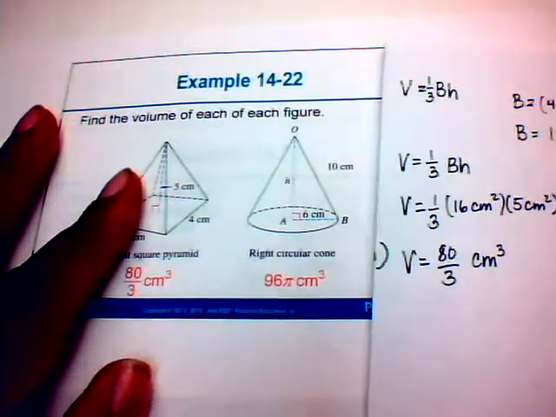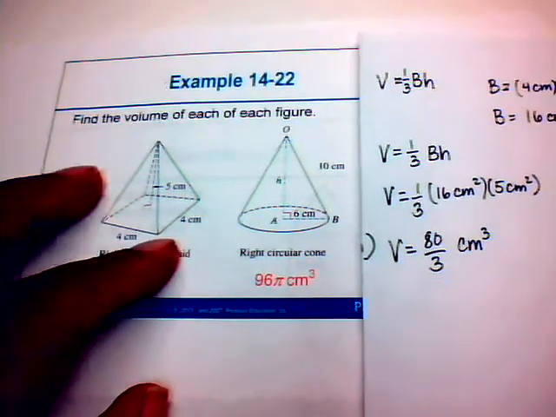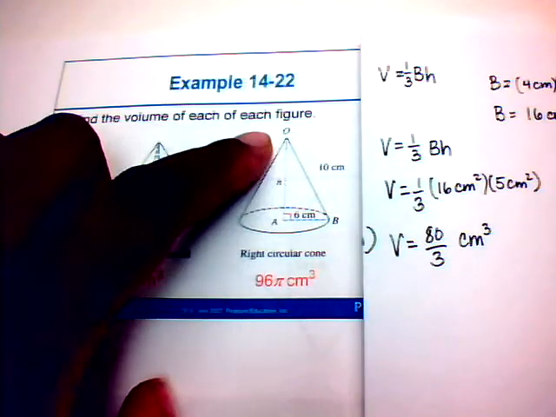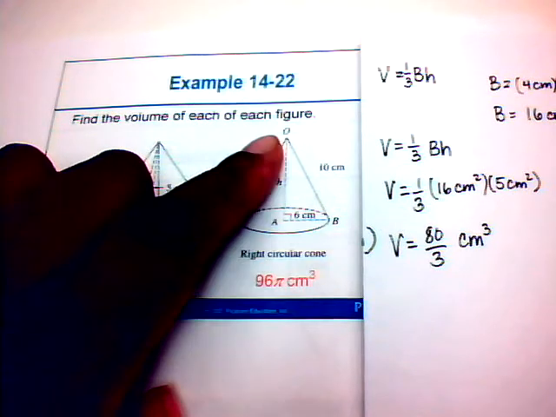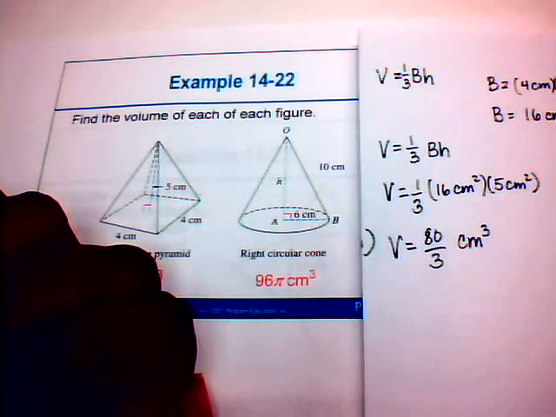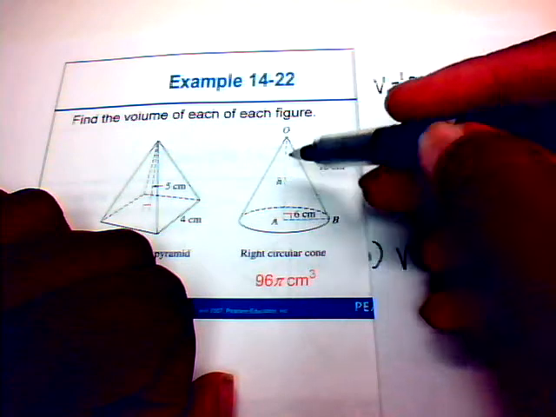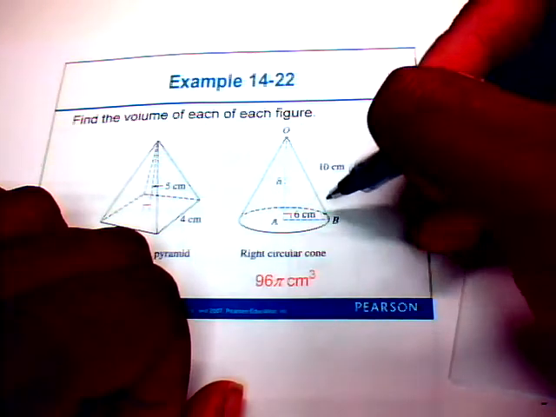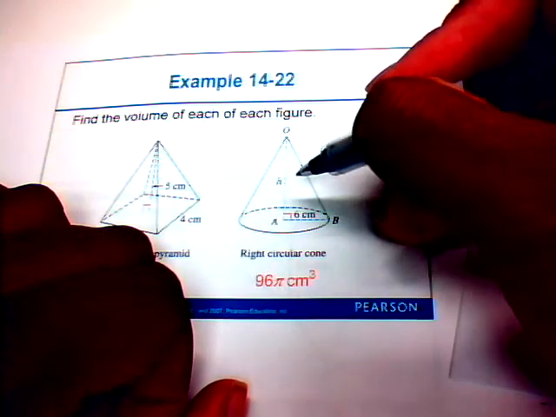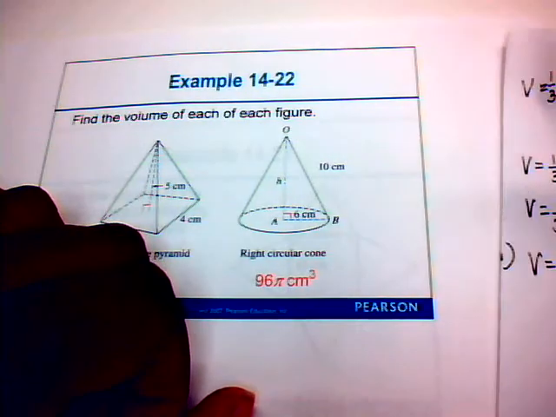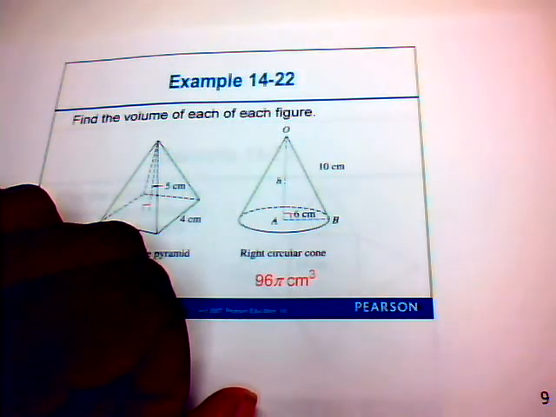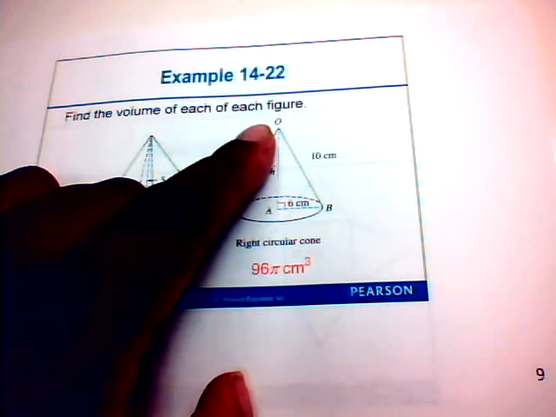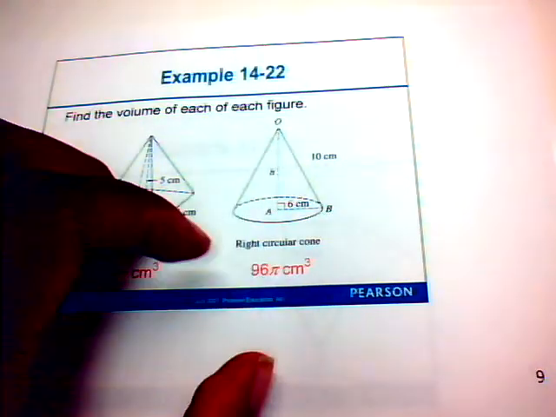Okay, the next one is a right circular cone. We got the radius is 6. Now in this case, this is 10. Okay, and we don't know what h is, because in some cases they may give you the slant height of 10 centimeters and not the height. So really, what you're going to have to do is use the Pythagorean Theorem, because you have to think of this as a right triangle that I'm tracing out right here.